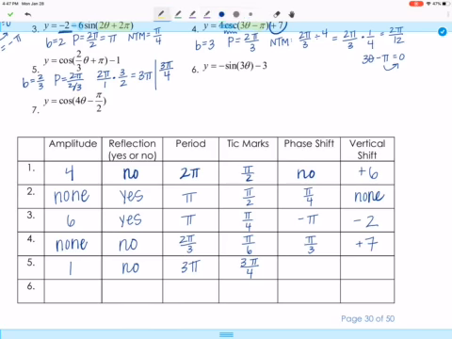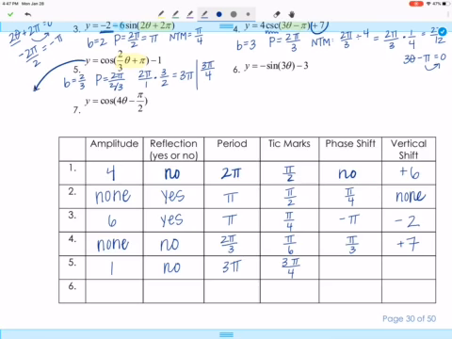Our phase shift, again, comes from the parentheses out here to the side. If I were to set 2/3 theta plus pi equal to 0, first we would have to subtract pi, so it would be negative. And then we would have to divide by 2/3, or in other words, multiply by 3/2. So my new phase shift would be negative 3 pi over 2. That's a fun one. And then we have a negative 1 at the end, so a vertical shift down 1.